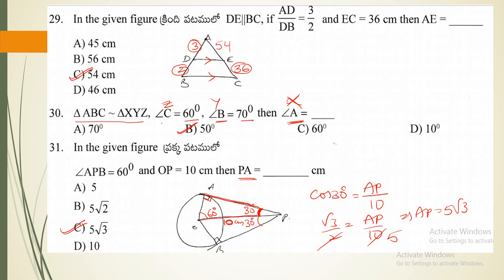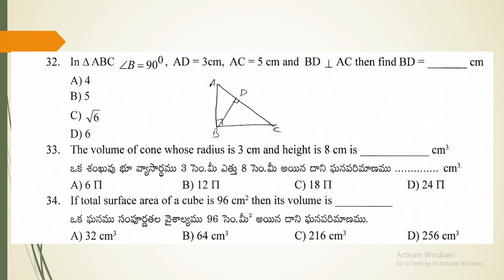Next, moving on to one more question. Question number 32. Angle B is equal to 90 degrees. AD is equal to 3 centimeters. AC is equal to 5, so DC is equal to 2. And BD is perpendicular to AC. Then find the value of BD.